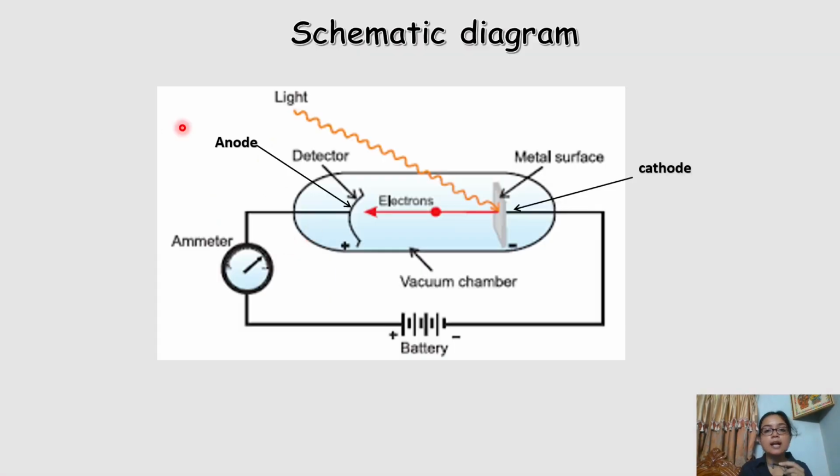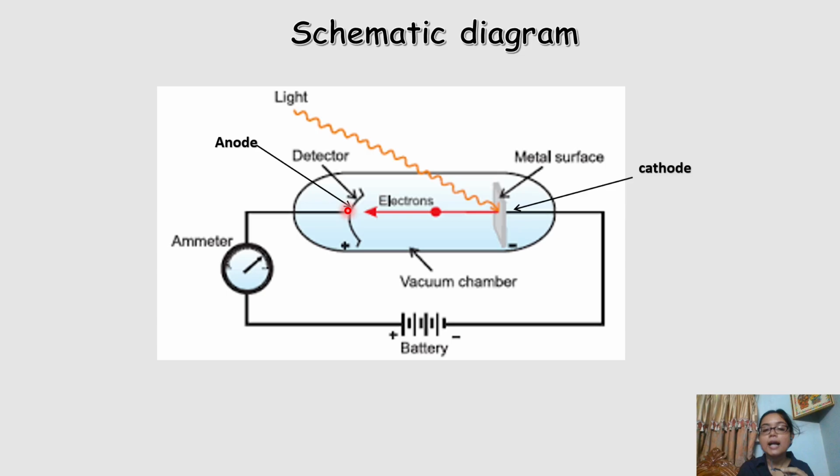This is the schematic diagram of the experimental investigation, and this is the photosensitive metallic surface that acts as a cathode. And in this vacuum chamber, another metallic plate was present, and that acts as the anode, and this is connected to some battery. Now when the incident light falls on the metallic surface, electrons are ejected from the surface and are collected by the anode or the collector, and a photocurrent is generated in the circuit.